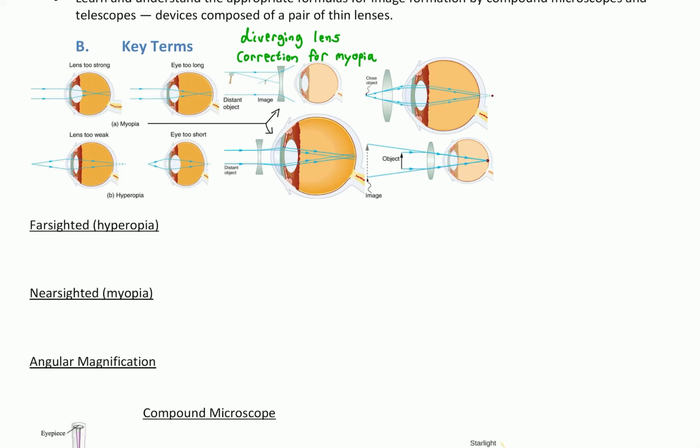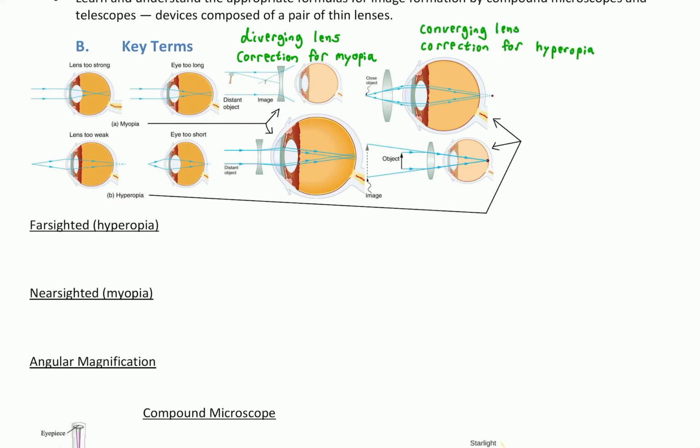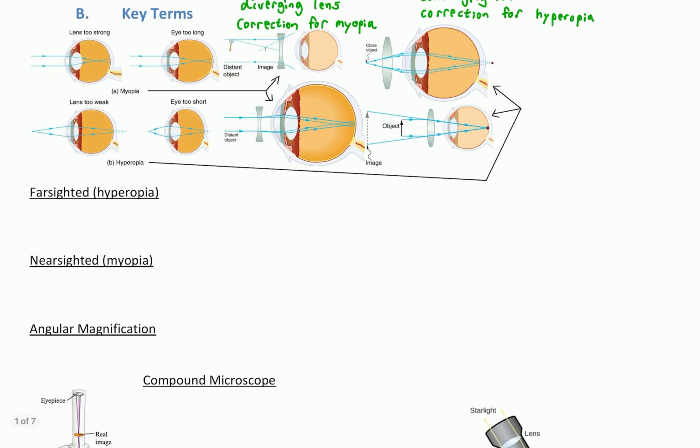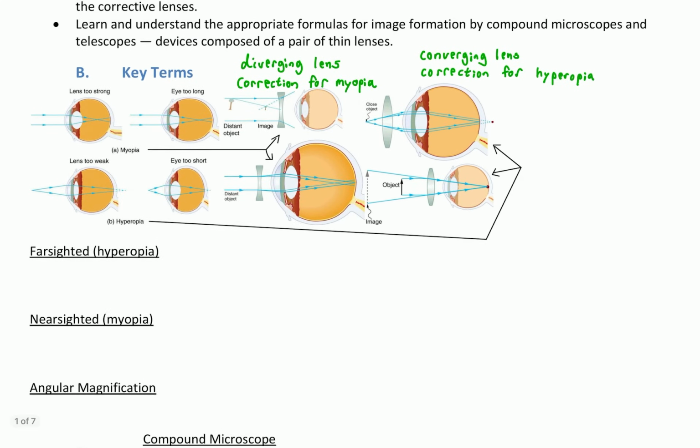All right, on the other hand, we have hyperopia, farsightedness, and what is it corrected by? Well, as you can see, this type of lens here, thicker in the middle, is a converging lens. So the corrections are diverging and converging for myopia and hyperopia, respectively. But more about the conditions, let's take a look.